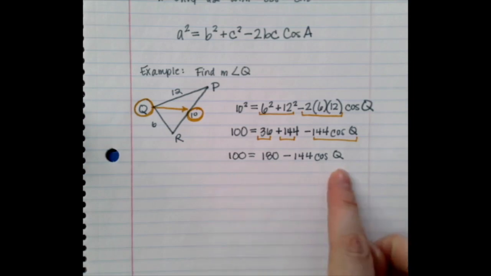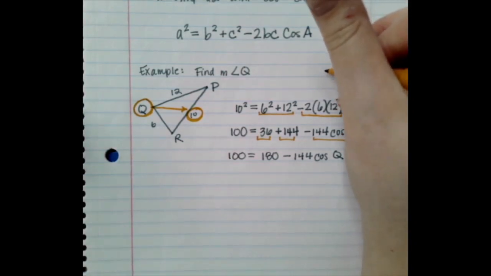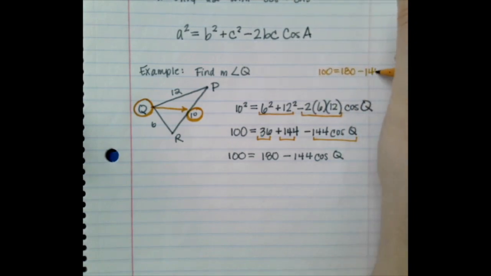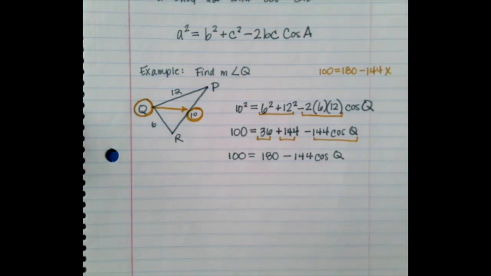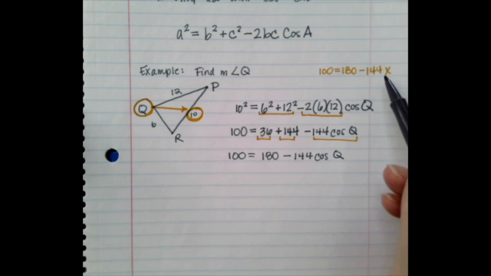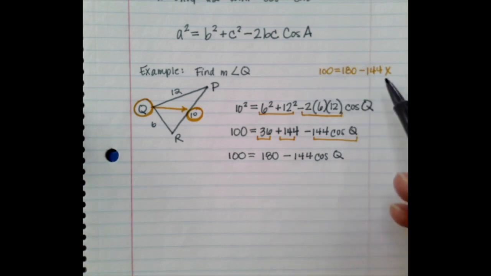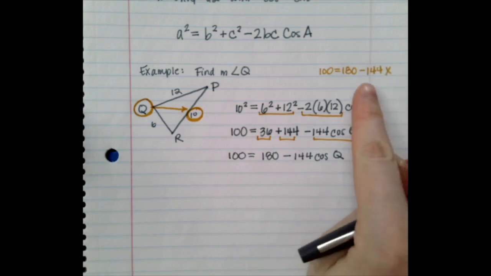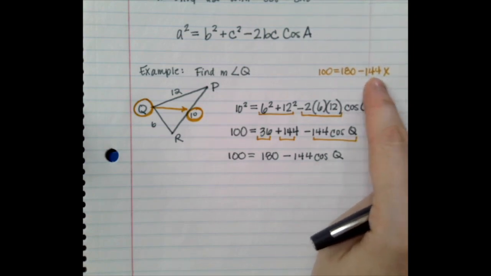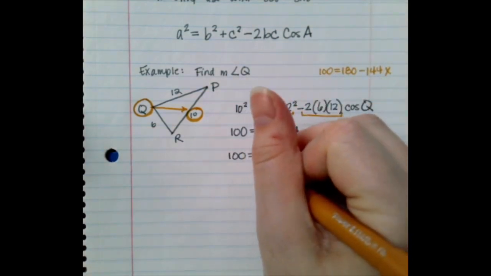So now this looks a little bit crazy, but you can kind of imagine that it's just like if we had the problem 100 equals 180 minus 144x. And if I asked you to find what x is, you can follow your solving steps by getting rid of 180 first and then dividing. What you cannot do is 180 minus 144. You cannot combine these two things yet. So we're going to follow those same steps here.